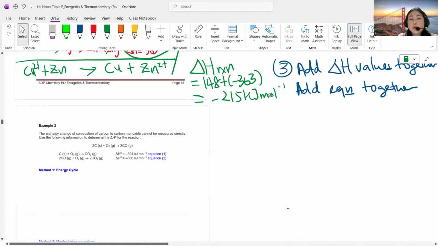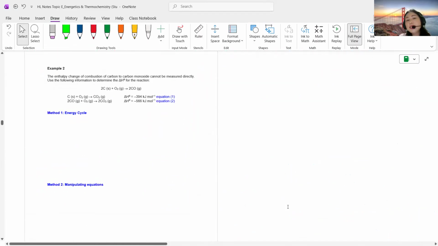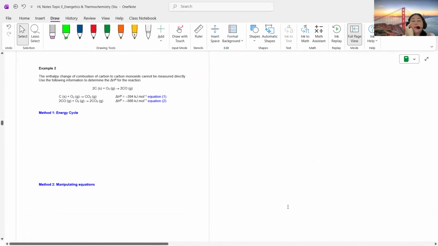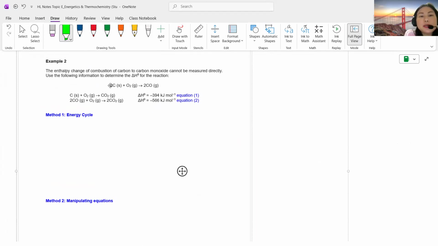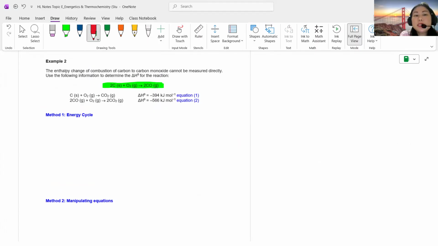Okay, I'll do one more time, manipulating equations using example 2. This is the equation in green that I'm supposed to find. I'm supposed to find the enthalpy change for this reaction. I'm given 2 other equations. So what do I do first? Check for common terms. So carbon, carbon, carbon and carbon, same side. So check for common terms, check for same side, check for same moles, right?